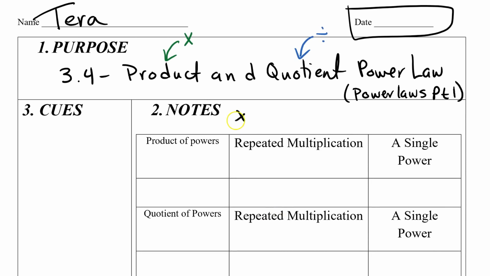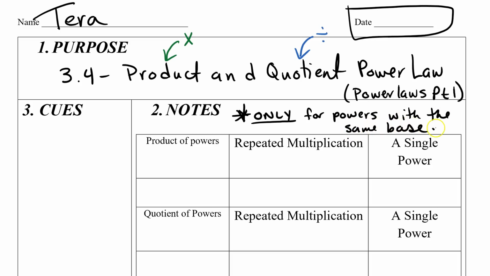So this right here is only for powers with the same base. So if we look at our product of powers, and remember that's just multiplication, we're going to see an example here. 3 to the power of 2 times 3 to the power of 5.